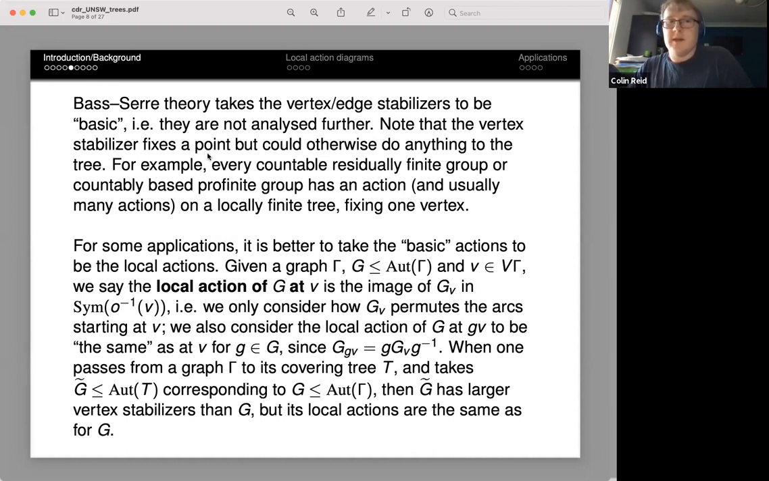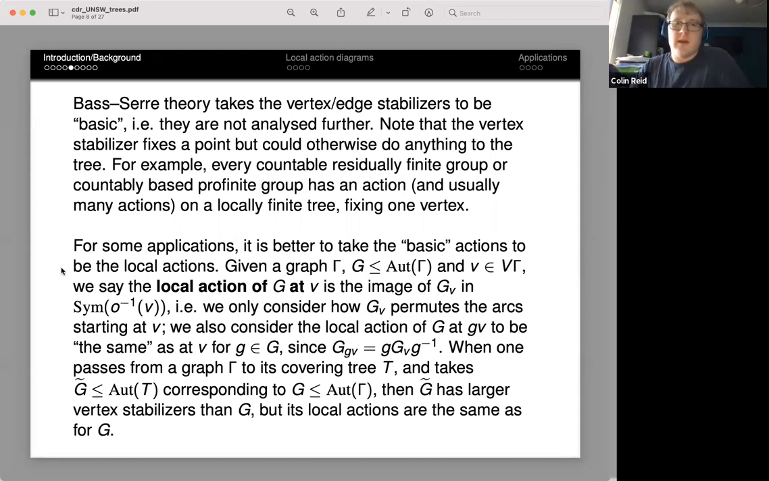In particular, the vertex stabilizers could be more or less anything. So every countable residually finite group or every countably based profinite group has an action, and usually many different actions, on a locally finite tree where it fixes exactly one vertex. So Serre theory works great if you understand what the vertex and edge stabilizers are, or if you know that they're small, but it has its limitations if you're not assuming that you know everything about the vertex and edge stabilizers.